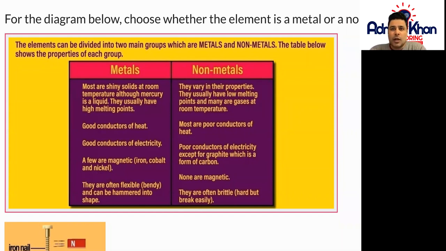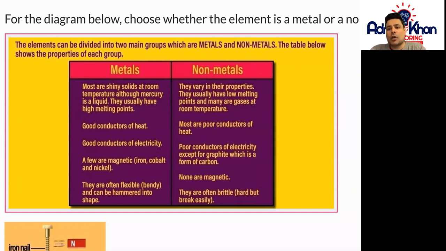Metals are mostly shiny, and they're solid at room temperature, although mercury is the only liquid metal. They usually have very high melting points. Metals are also good conductors of heat, so if you were to heat up a metal, it will conduct heat. In other words, heat will come through them. They're good conductors of electricity. In other words, electricity can conduct through metal.